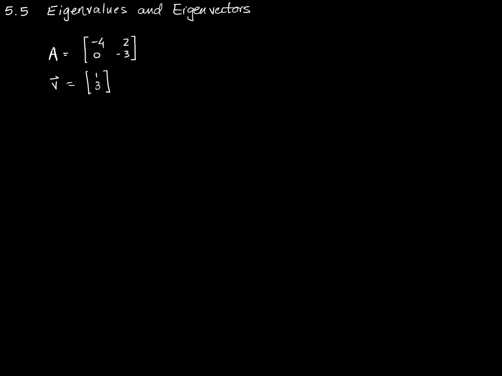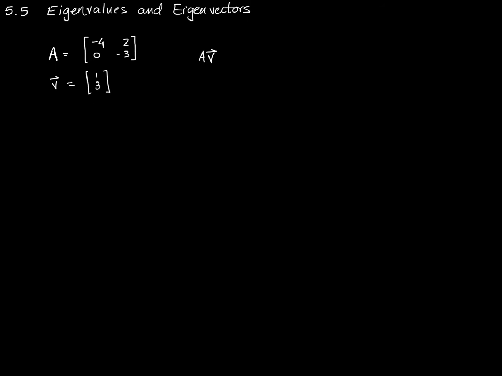Before we do the real work in this video, I want to start with a quick review. Let's recall what it means to multiply a matrix times another matrix. And in this case, I'm calling this a matrix. It's really a column matrix. A vector is really just a column matrix.